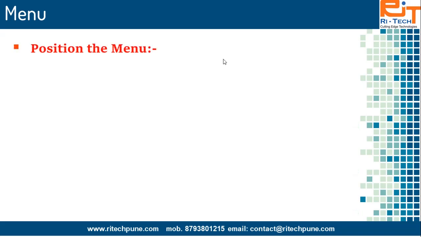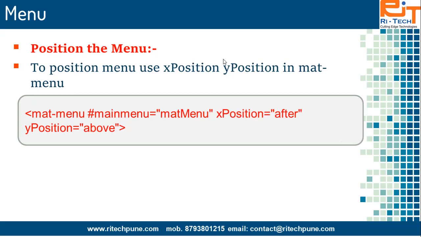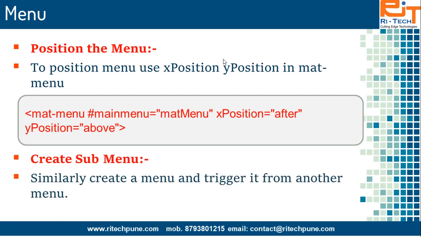Now you can also manipulate the position of a menu. For that, menu has two properties, xPosition and yPosition, and here we can specify the values after, before, above, and below. So we can specify these four values in there. You can also create a submenu. Similarly, create a menu and trigger it from another menu.